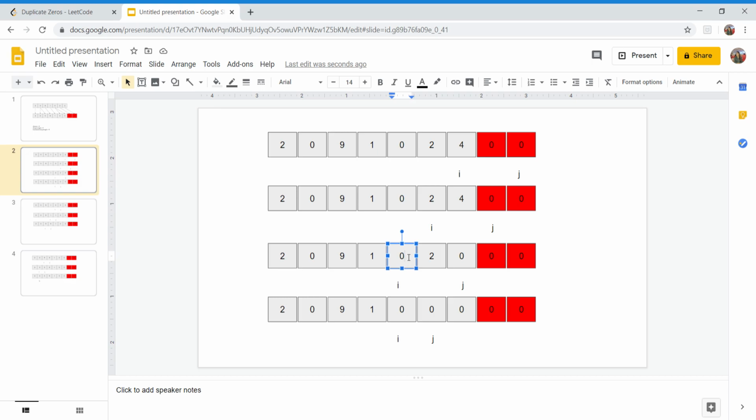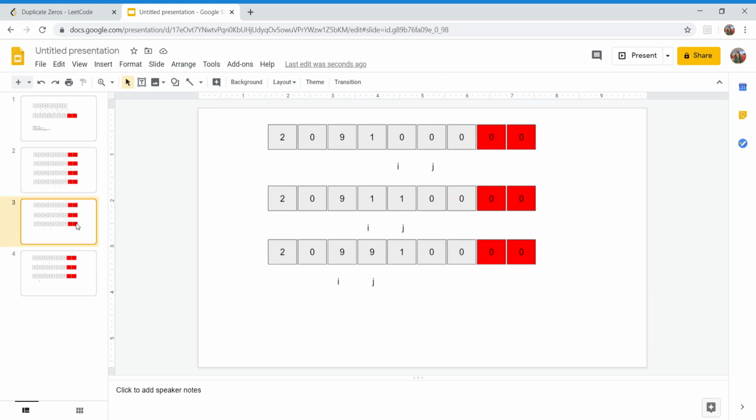So since this was 0, we will only move the jth index, and we will again try to write the ith element at the jth index. So again it is possible. So we have simply written the ith element at the jth index. Earlier it was 2 here, but we have replaced it with 0. Now let's look at the next step. So this was what we had before. So we will again decrement both i and j.